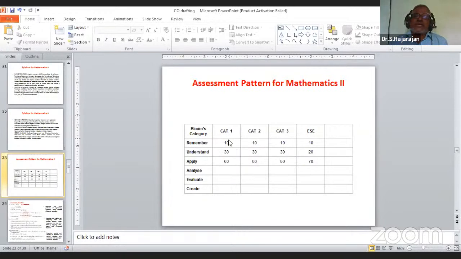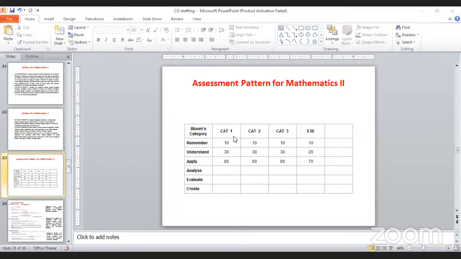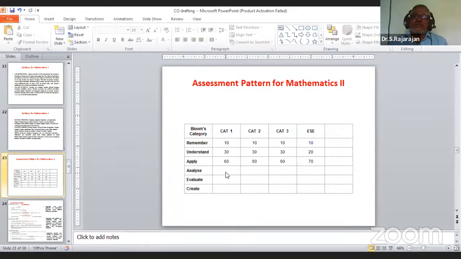For example, at apply level in CAT 1, we are going to ask 60 marks, then 30, and 10, totally 100. Look at this. In CAT 1, we cannot ask any question in the analyze, evaluate, and create levels. So your COs should not be in K4, K5, and K6. Only K3 maximum will be there in your CO. In CAT 1, we ask 60 marks for applying, 30 marks for understanding, 10 marks for remembering.